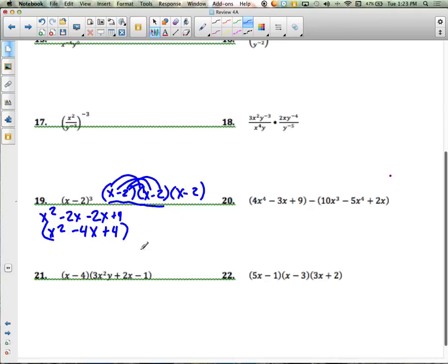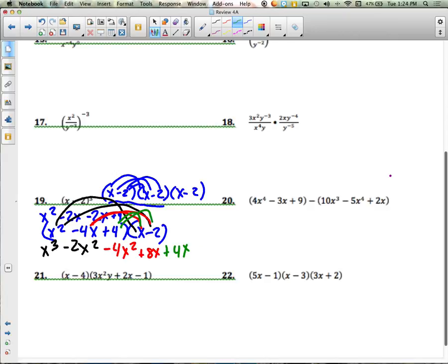I'm going to take that and multiply it times x − 2 because we're cubing it. So this is when you square it, and then we'll figure out when we cube it. I'm going to take x squared times x and get x cubed. x squared times negative 2 gives negative 2x squared. Then negative 4x times x is negative 4x squared. Negative 4x times negative 2 is positive 8x. Then 4 times x is 4x, and 4 times negative 2 is negative 8.